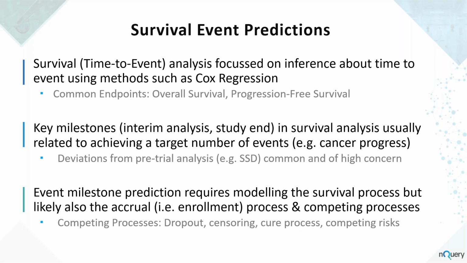Then you're in a situation where a much more comprehensive level of modeling is required to get an accurate inference about when events are going to occur, and when a milestone like a number of events is going to occur. And enrollment itself, as we mentioned, very often deviates from the assumed pre-trial projection, and that's even more true for survival trials, where the expectations up front can often be quite different from what actually happens in the trial. To a certain extent, that's why we're doing trials, because we don't know what's going to happen.